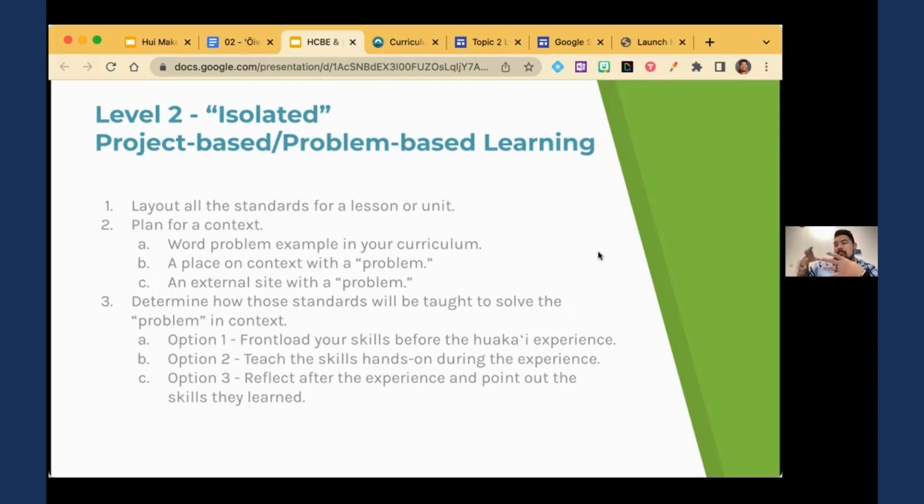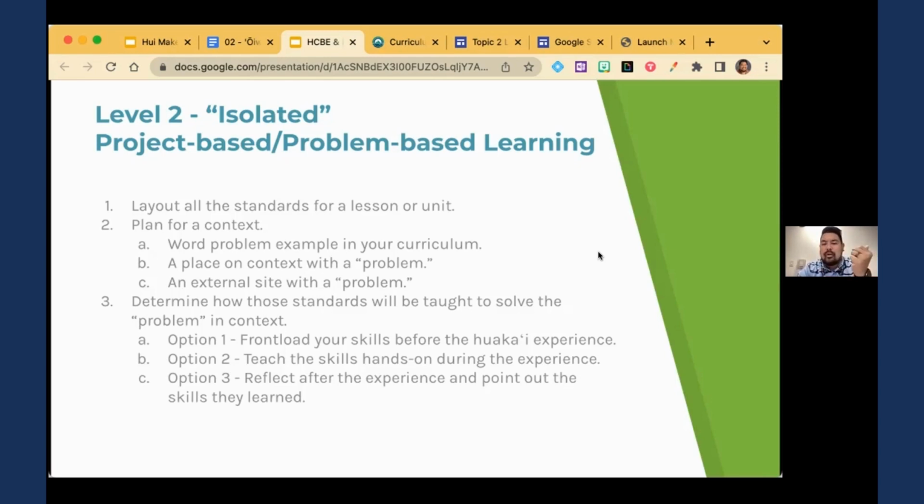I call it isolated because this teacher is only working by themselves. They are working with another organization, but they're not incorporating other courses. They're just doing just math for someone else to use. So there's 3 options that this experience could work. One option is you front load all the skills. You teach all the skills in your 2-week, 3-week period before you go on your huaka'i.